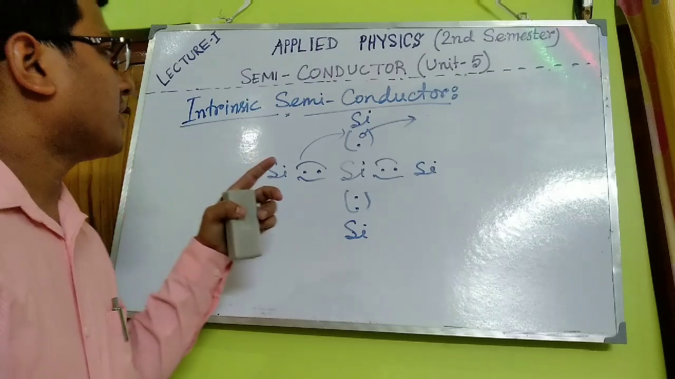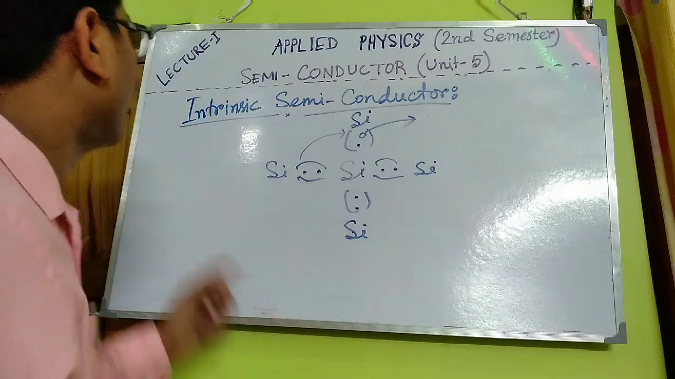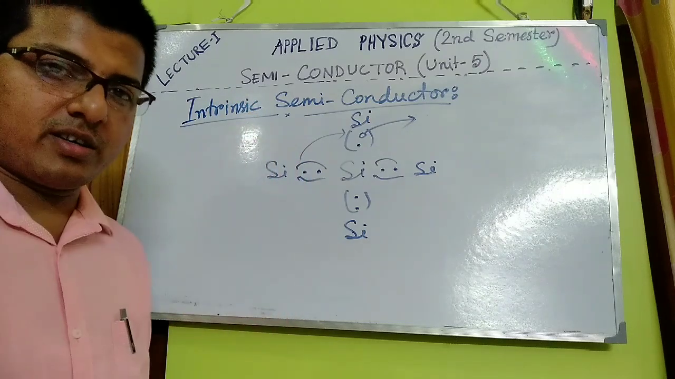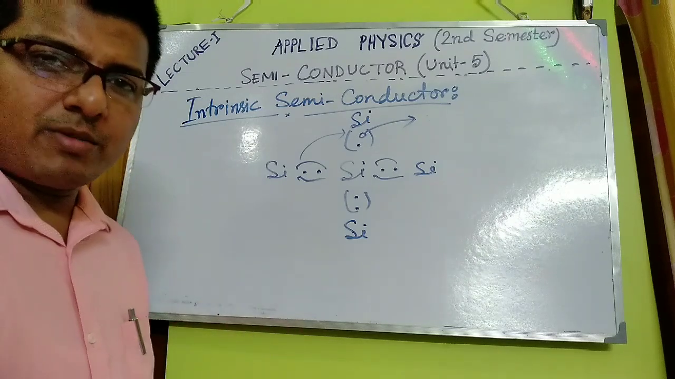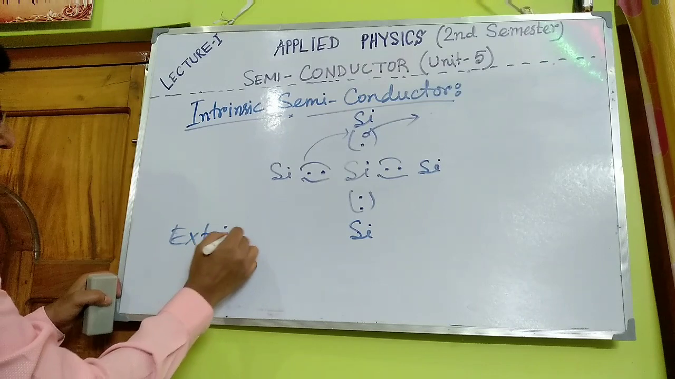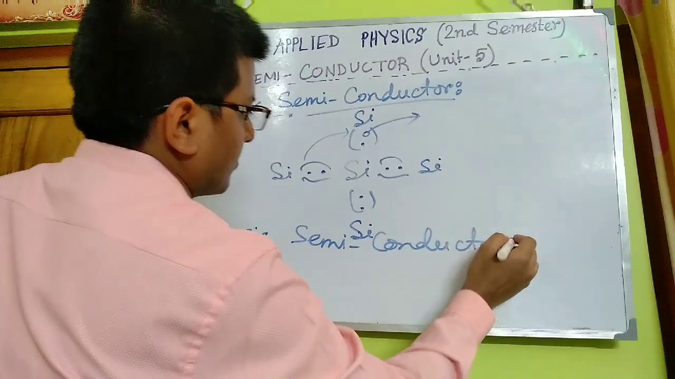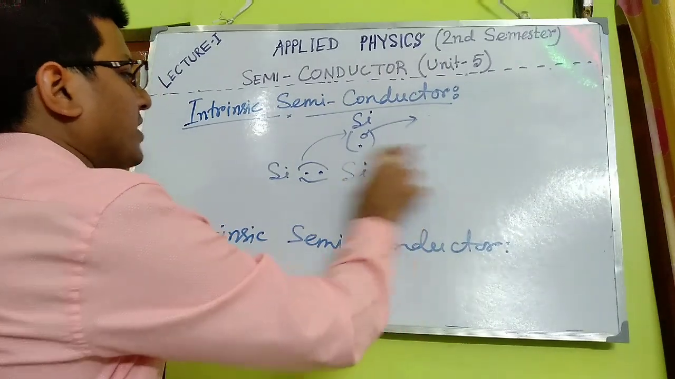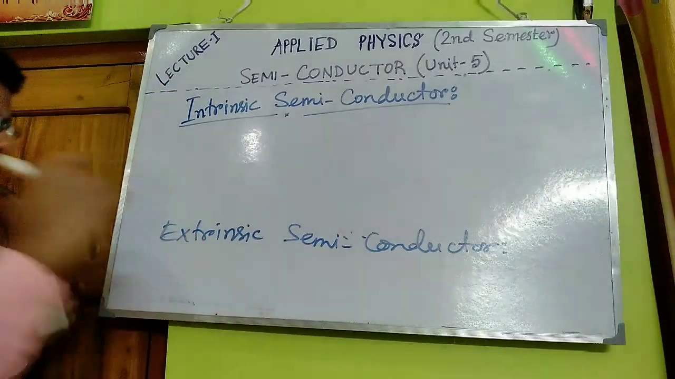Now, if I want to increase the current of the intrinsic semiconductor, we should use an impurity which will be doped into the intrinsic semiconductor in a pretty slight amount. And we get an extrinsic semiconductor. Extrinsic semiconductor is prepared from intrinsic semiconductor by doping in two processes.